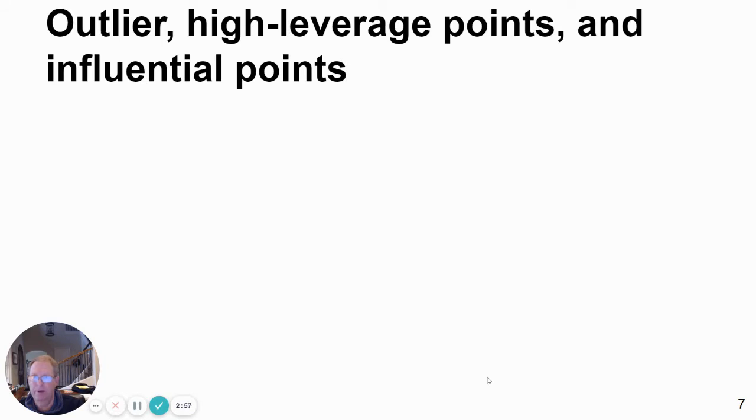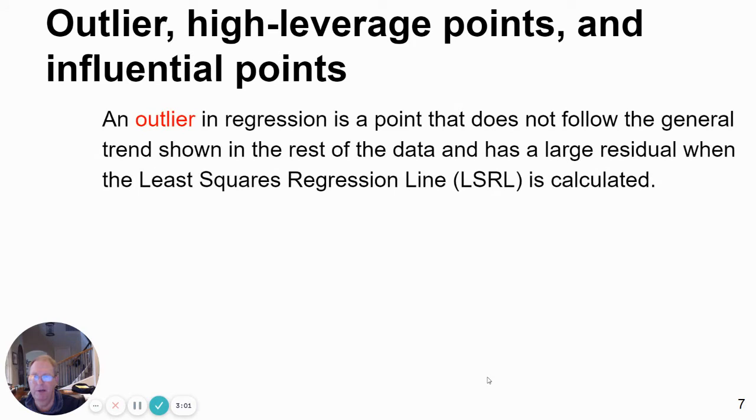Actually, we have 3 vocabulary words to learn here. So an outlier is a regression point that does not follow the general trend shown in the rest of the data and has a large residual when the least squares regression line is calculated. So an outlier has a large residual.